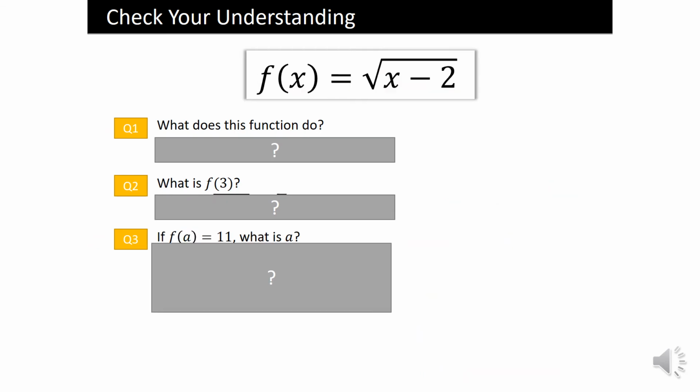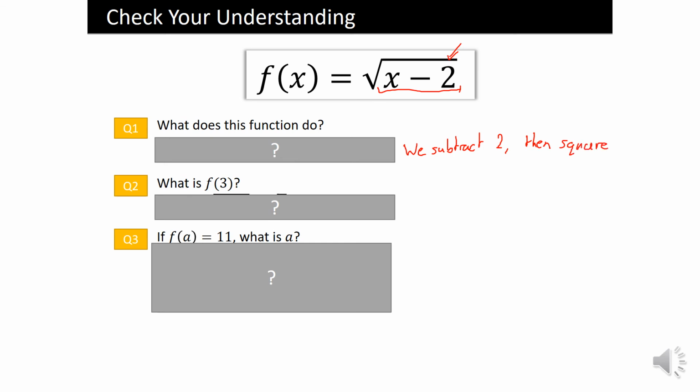So we've got f of x is square root of x minus 2. So we've got a square root in this one, so it's a little bit different. The idea is very similar. So what does this function do? So we can see we've got x minus 2, and then we square root it. So we subtract 2, then square root.